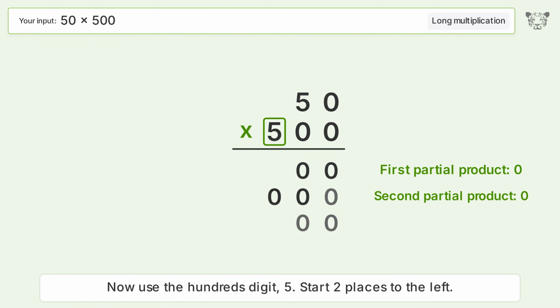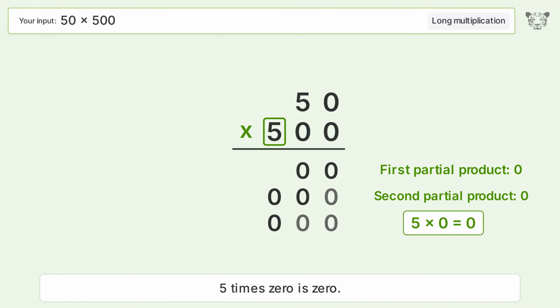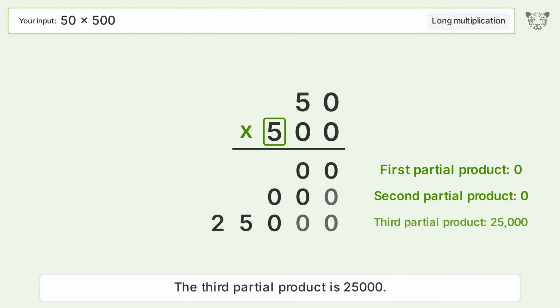Now use the hundreds digit, 5. Start two places to the left. 5 times 0 is 0. 5 times 5 is 25. The third partial product is 25,000.